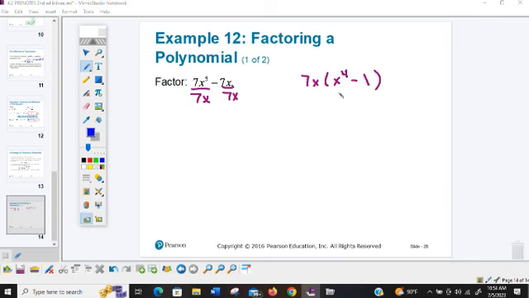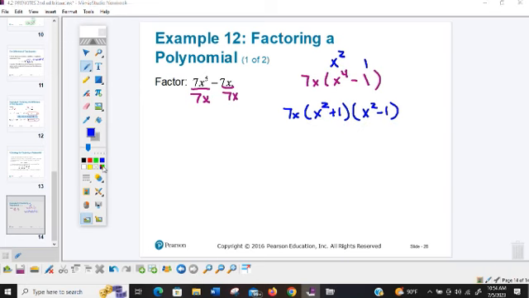So when we look at this one, we want to factor this. Now this one's a little new. It's different. This is actually 2 terms and it's difference in squares. Here they squared an x squared, and here they squared a 1. Okay? So I can rewrite this as 7x times x squared plus 1 times x squared minus 1. And if I check that, that will give me x to the 4th minus 1.